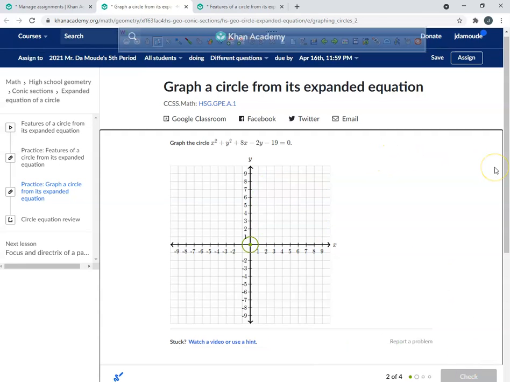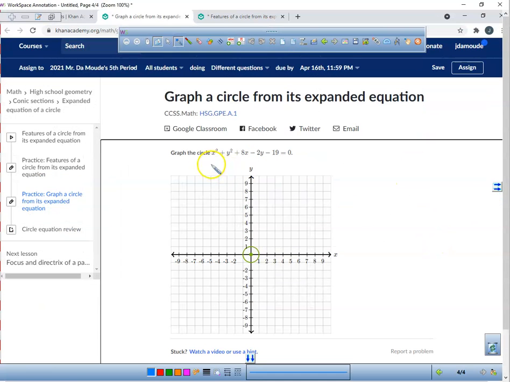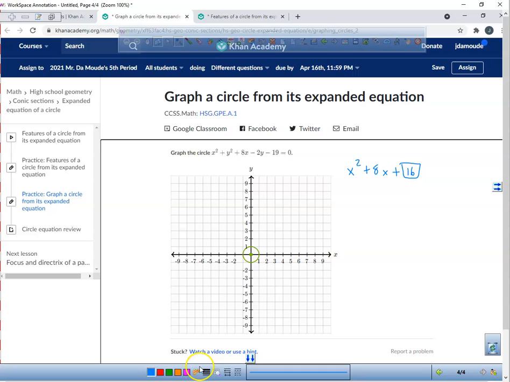I'll do one more. If you guys got the concept, go ahead and start. If you want to see me do one more, see me do one more. All right? So here we go. I've got x squared plus 8x. Half that is 4. 4 squared is 16. Then I've got plus y squared minus 2y. Half that is negative 1. Negative 1 times negative 1 is positive 1.